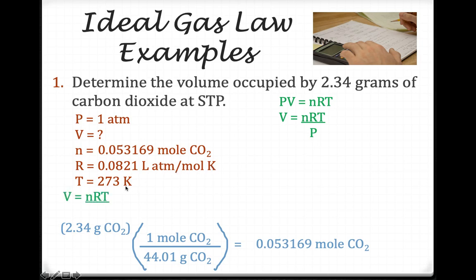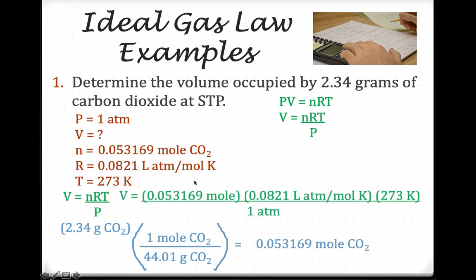All right, so now I'm ready to plug stuff in. V equals nRT over P. So n was 0.053169 moles. R was the constant with all those labels. T is 273 Kelvin, divided by pressure, which is 1 atm.